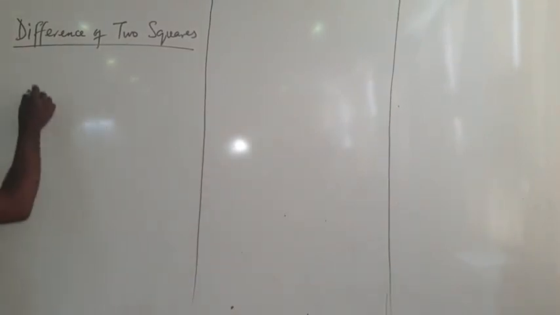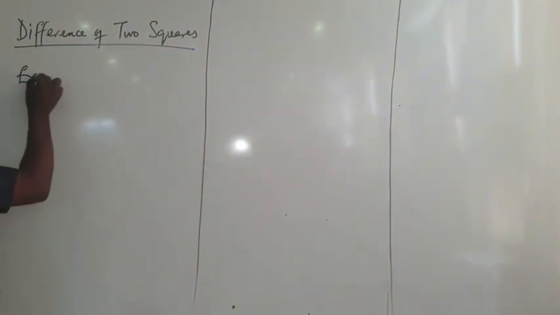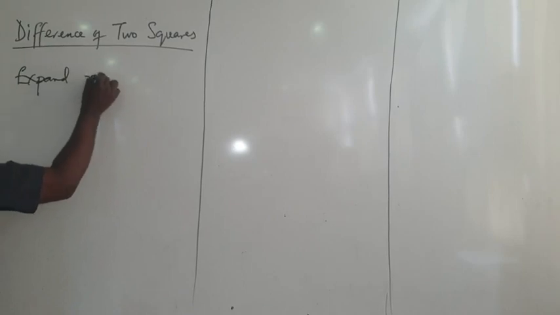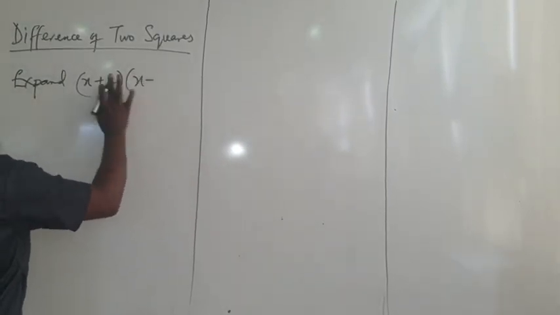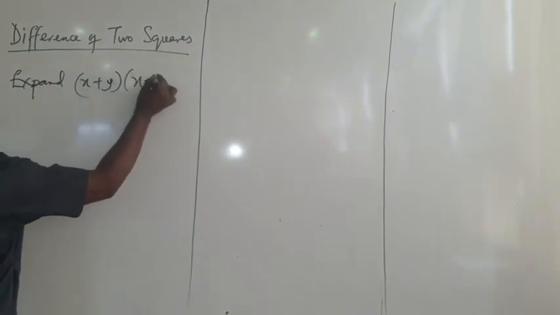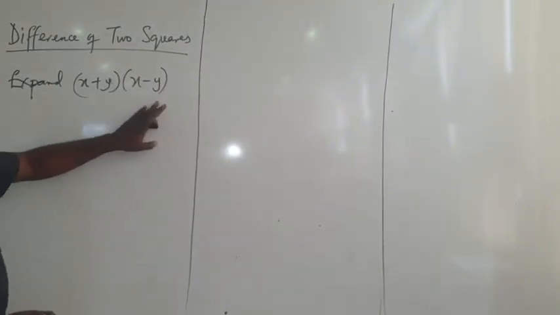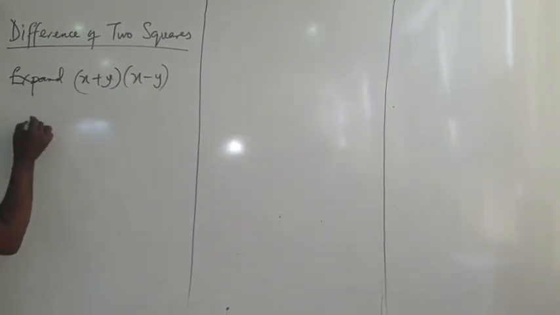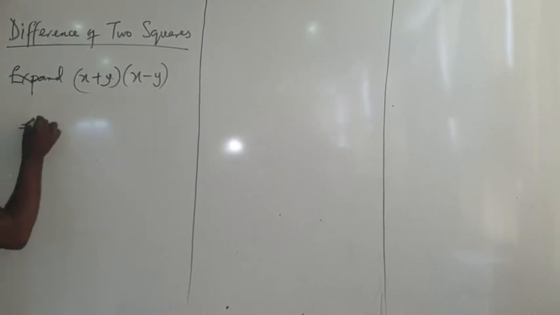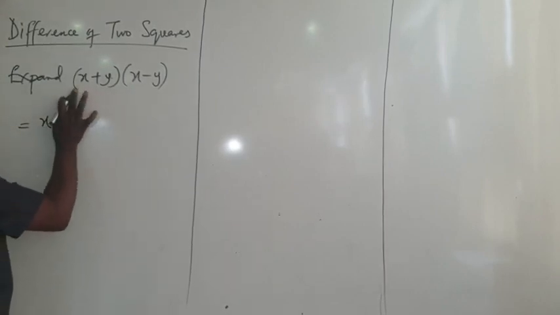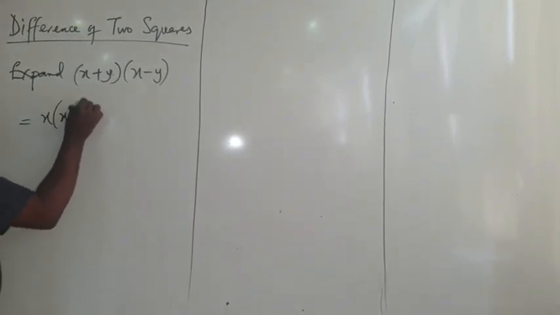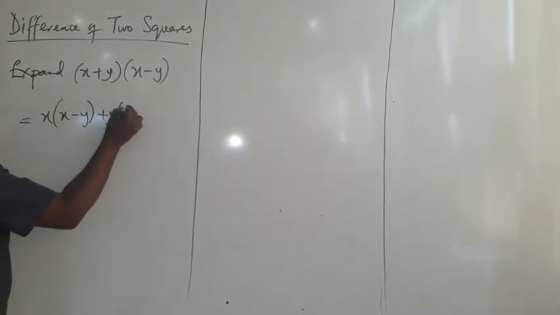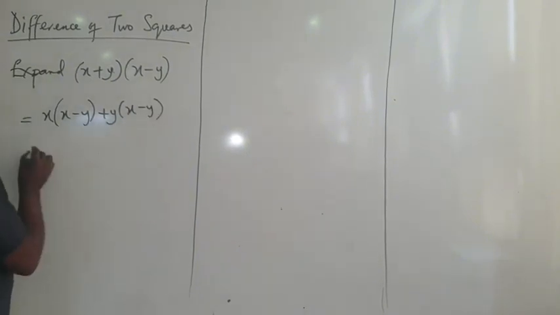So look at this. If you are asked to expand x plus 1 and then x minus 1, so we want to expand it. So normal expansion, let's expand and see what we're going to have. That means x, we use the terms we have here to open this term here. So we're going to have x minus y, then plus y into x minus y. So let's open it.